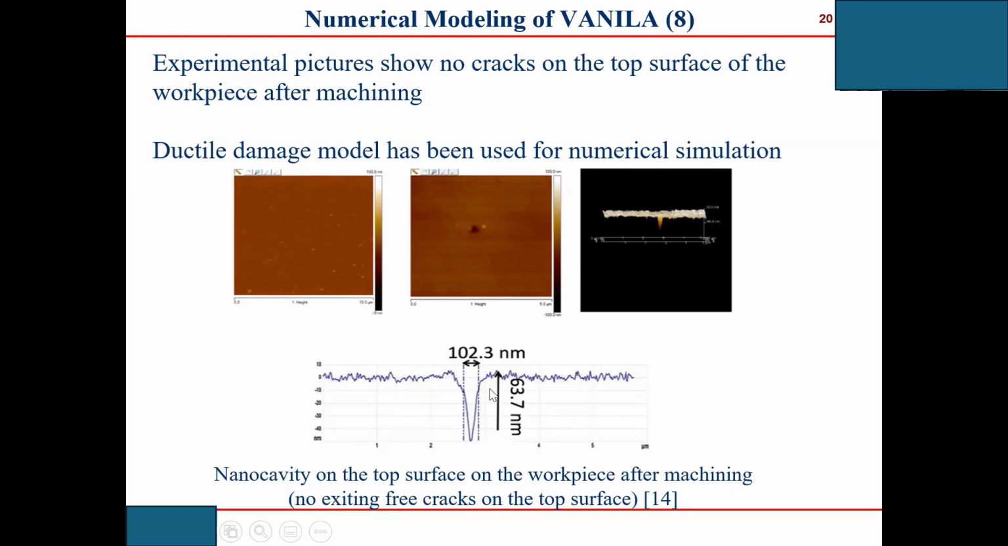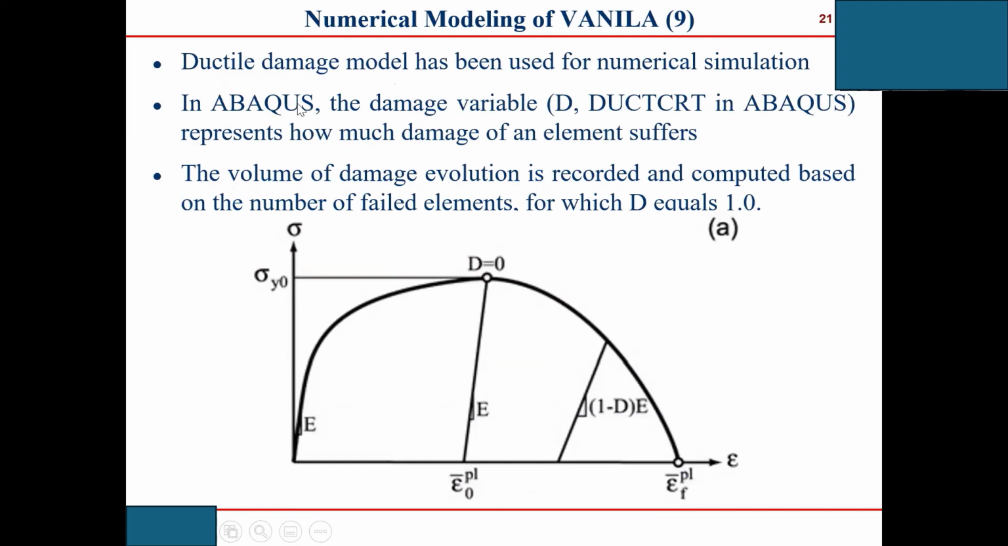So this is a cavity. This is the diameter, and this one is the depth. So the damage model has been used for numerical simulation. In Abaqus, the damage variable we use is D, the critical. It represents how much damage the element suffers. So this is D.